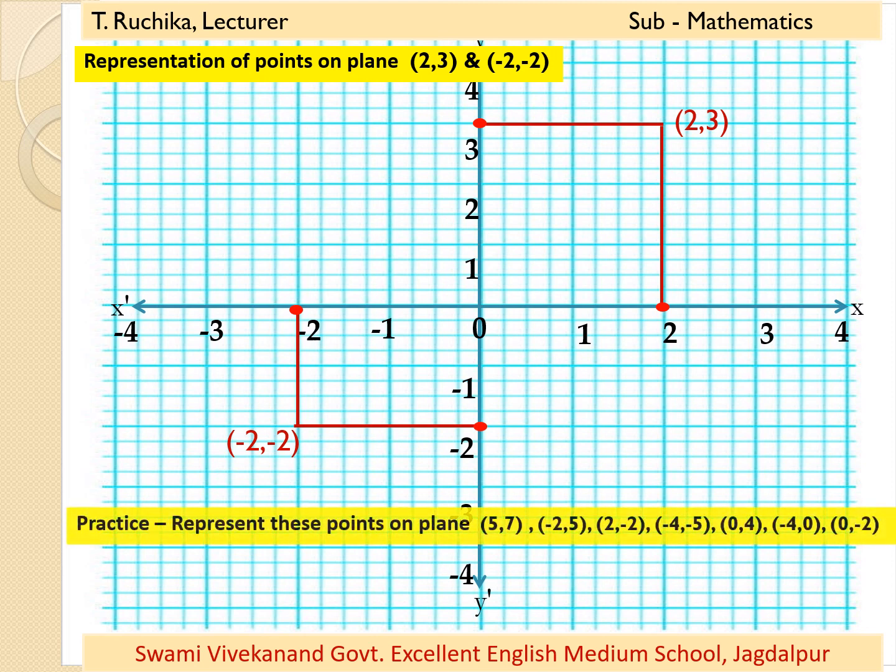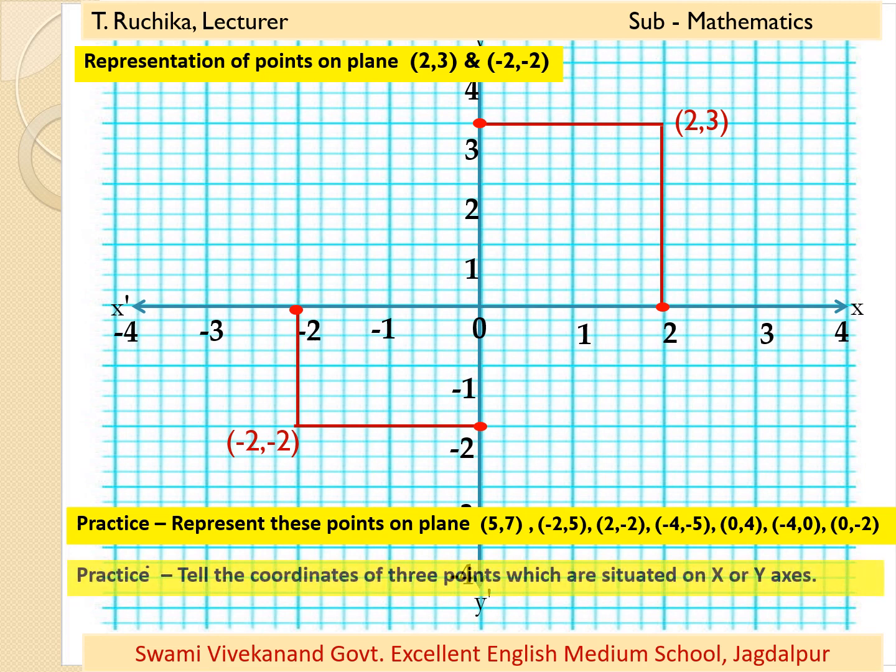I have given some questions for practice. You have to represent these points (5, 7), (-2, 5), (2, -2), (-4, -5), (0, 4), (-4, 0) and (0, -2) on the graph. You can see the last 3 points are having 0, 4, -4, 0 and 0, -2. That means either x or y coordinate is 0. That means these points will come on the axis.